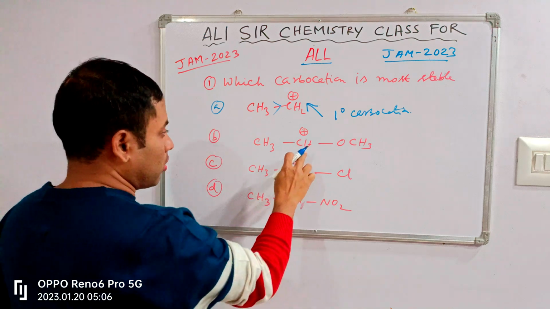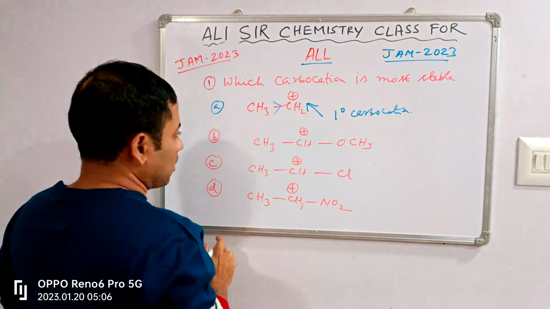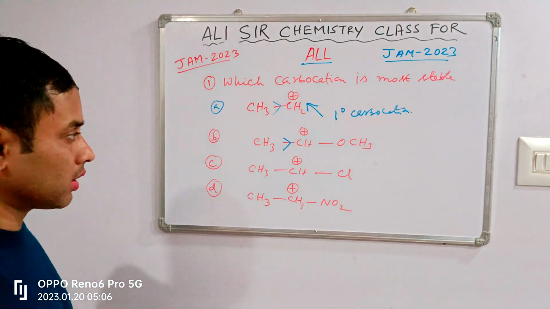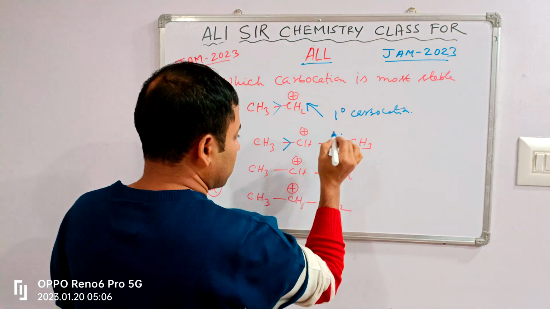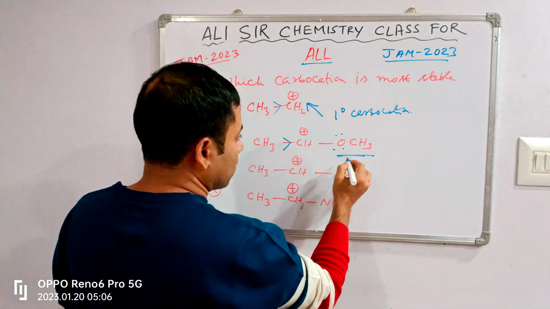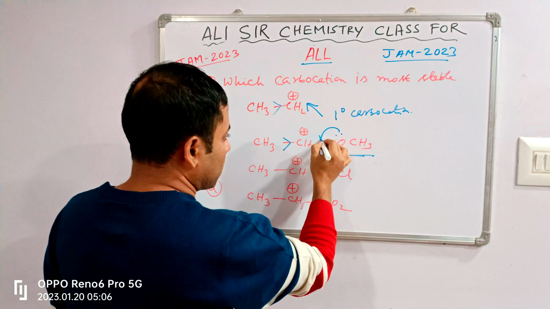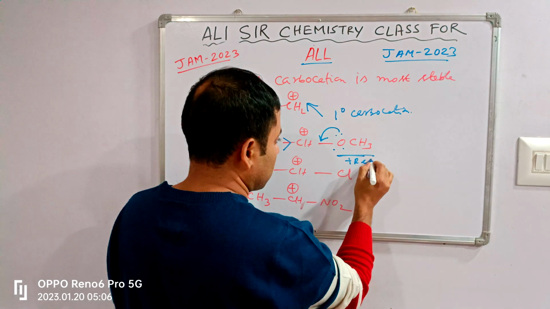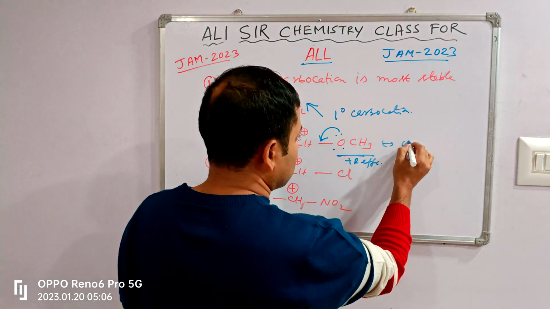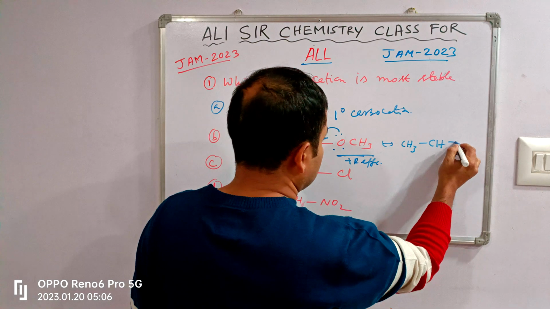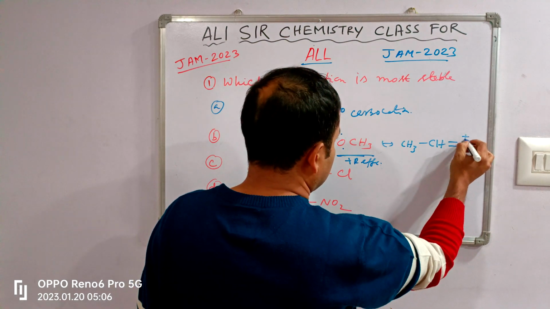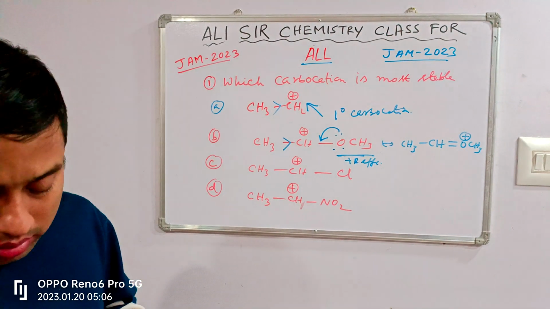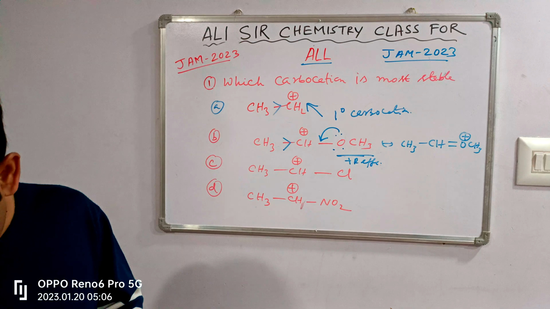If you move to carbocation B, this is also stabilized through plus I effect. But the extra stability factor is the plus R effect of this OCH3 group. This lone pair stabilizes the carbocation, which is called plus R effect. So what we will get? CH3CH=OCH3+, which is known as the plus R effect of the OCH3 group. Which groups are showing plus R effect?